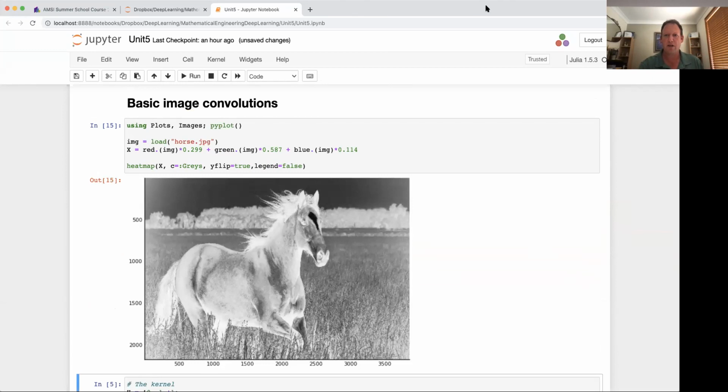Sorry, now when I change computer, yes, my chat disappears. Yes, you can see a horse. Good. The horse cannot see you. All right.